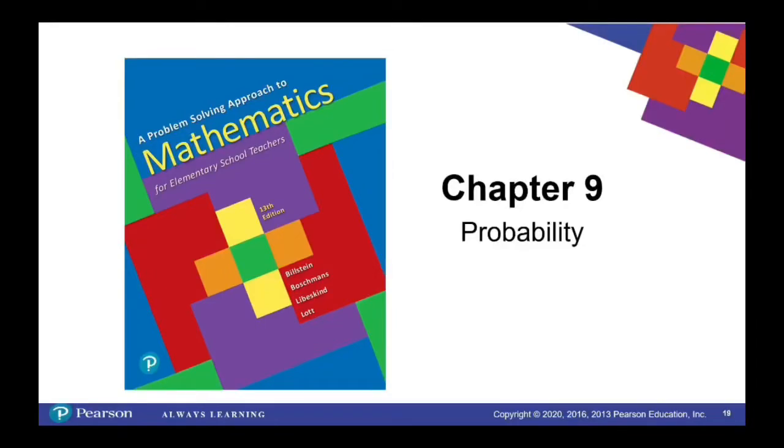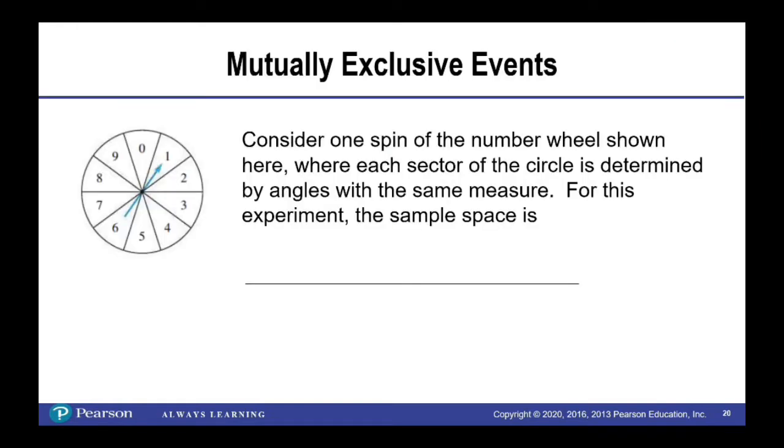Welcome back to Geometry, Measurement, and Probability. This is the second half of section 9.1, so let's get started. We begin by talking about mutually exclusive events. Now, mutually exclusive means that our events do not overlap.